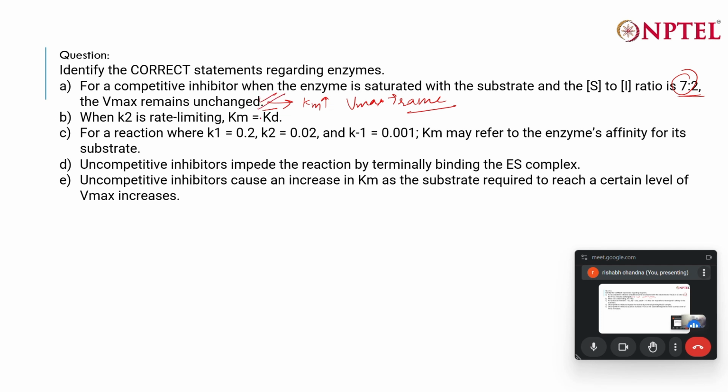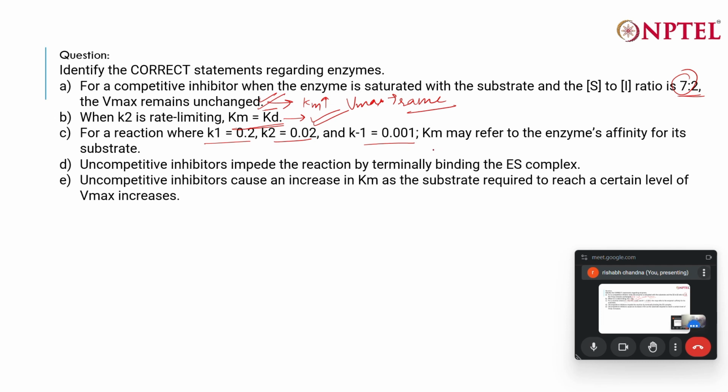The second statement is when K2 is rate limiting, Km is equal to Kd. This we have discussed in the last few questions also. So this is also correct. For a reaction where K1 is equal to 0.2, K2 is equal to 0.02 and K minus 1 is 0.001, Km may refer to the enzyme affinity for a substrate.